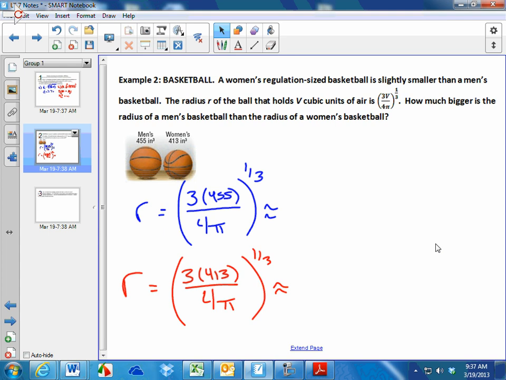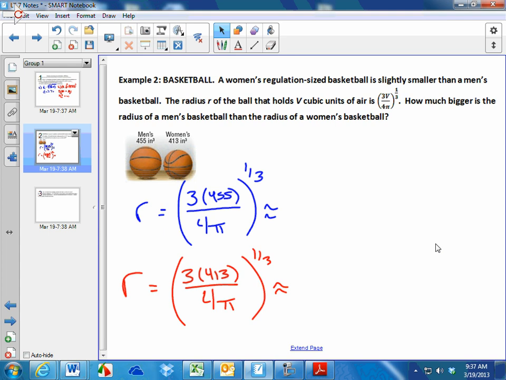Okay, so we need to change what we're typing in. Personally, I wouldn't want to type this all in at once. I would do 3 times 455, enter. Then I would hit divided by parentheses 4 pi, close parentheses. And then I would hit exponent 1/3. The right answer is 4.77.